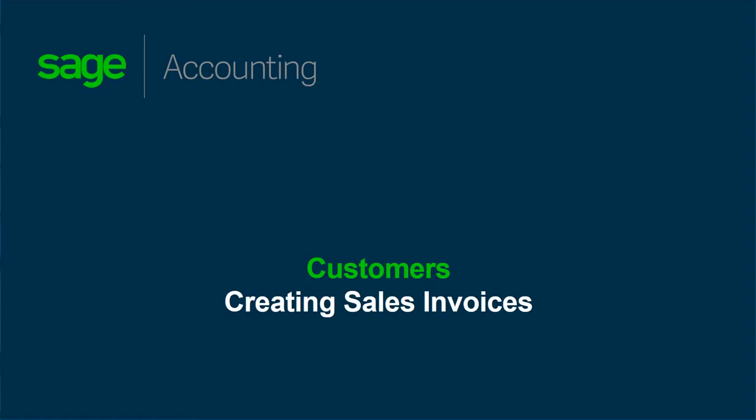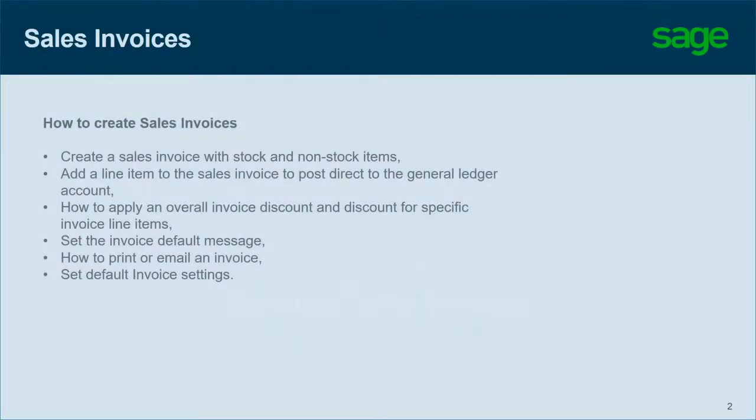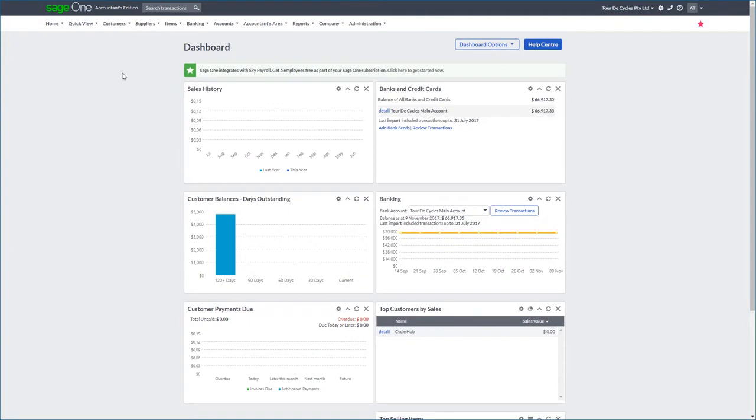This video explains the process to create a sales invoice in Sage 1. The topics covered in this video are: create a sales invoice with stock and non-stock items, add a line item to the sales invoice to post direct to the general ledger account, how to apply an overall invoice discount and discount for specific invoice line items, set the invoice default message, how to print or email an invoice, set default invoice settings. You may create a customer tax invoice from the List of Customer screen.